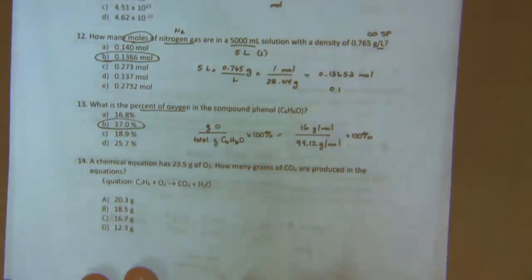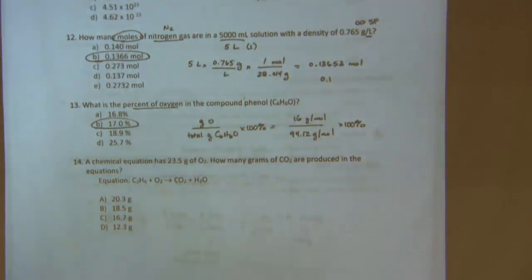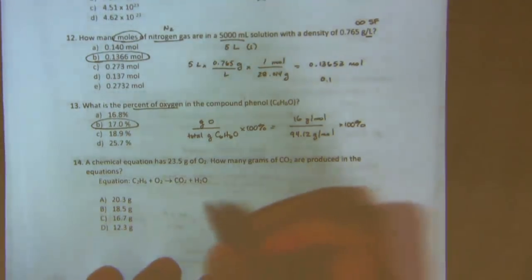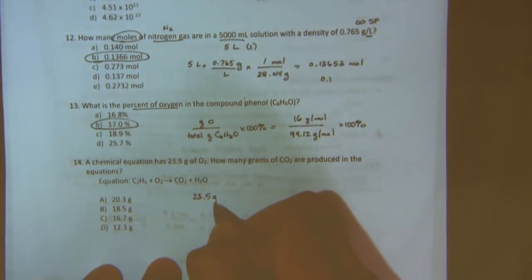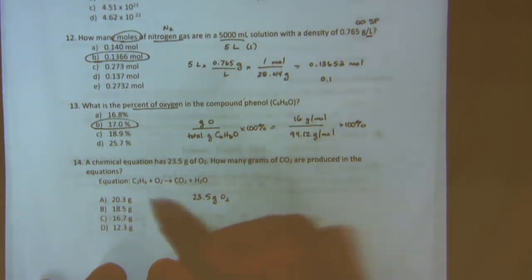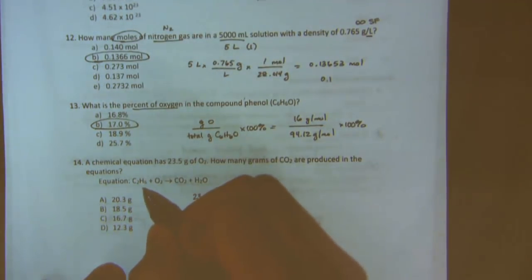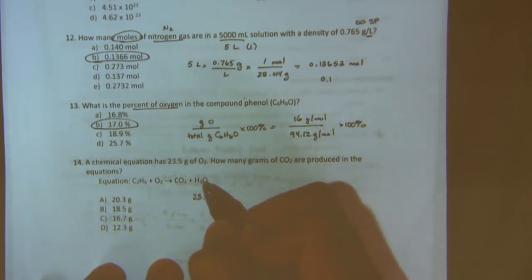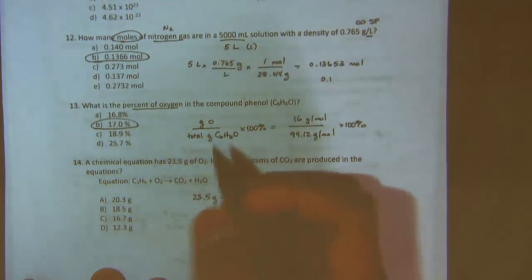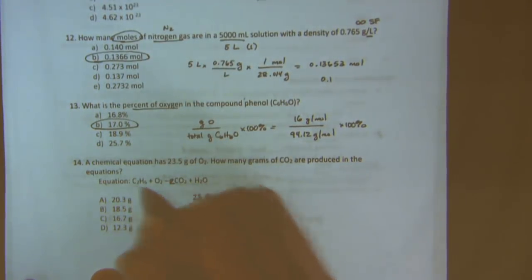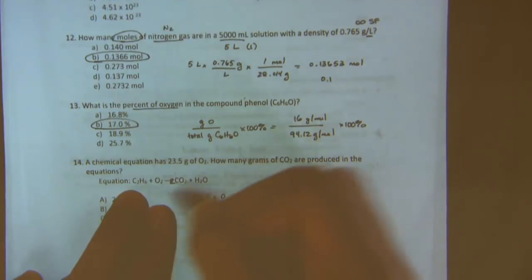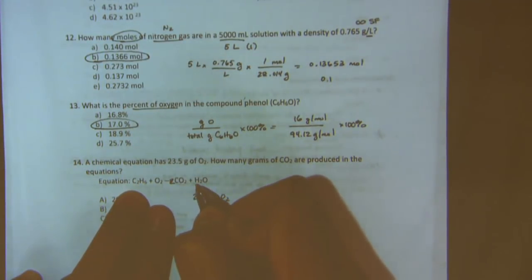And then finally, we have 14. A chemical equation has 23.5 grams oxygen. How many grams of CO2 are produced in this equation? Okay, so we start off with 23.5 grams O2. This is a given equation to us, but I don't know if it's balanced or not, so let's look at it. So we have C2H6O2, we have CO2 and H2. Something that should stick out is that we don't have a balanced carbon, so we have to multiply this by 2. So that fixes that problem. But we don't have the same amount of hydrogens as well, so we need to multiply that by 3 to match that.